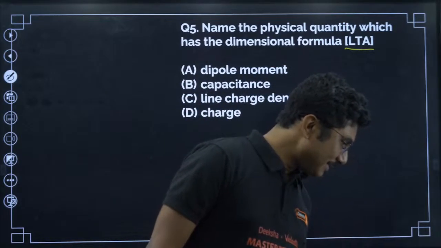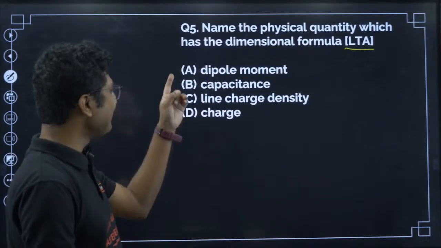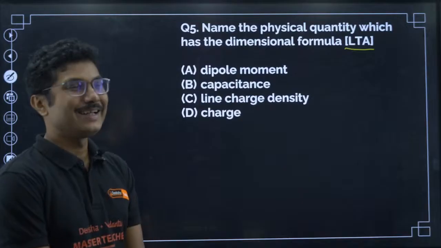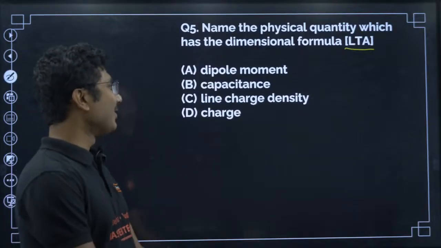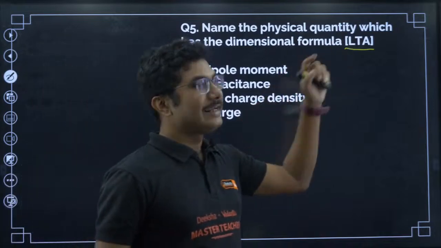B, C, A. So lot of questions, lot of options, A, B, C, except D. Everyone is answering either A or B or C or D. So let's see what is LTA.